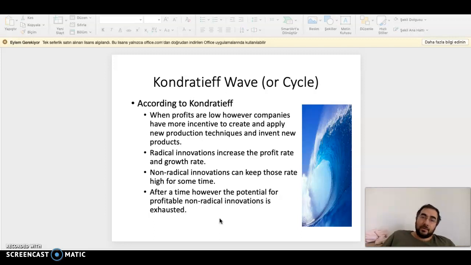When profits are low, you have a period of crisis, depression, where companies won't be able to invest, and when they don't invest, their production capacity will fall, and as a result, they might fire workers. The unemployment might increase.